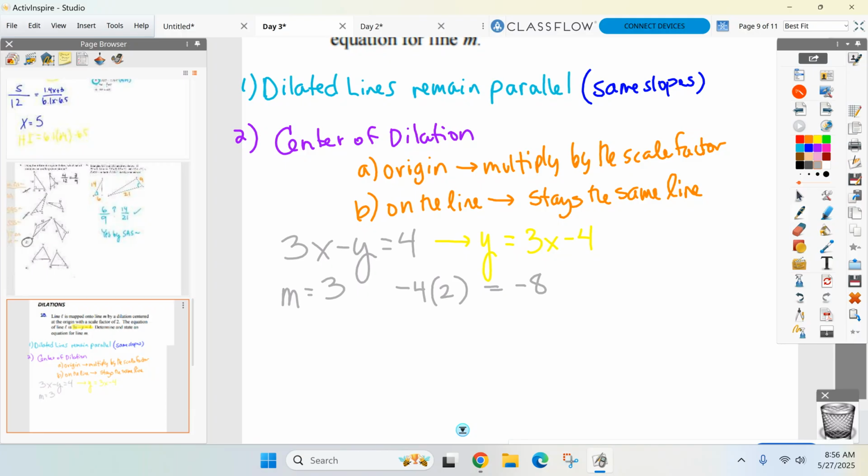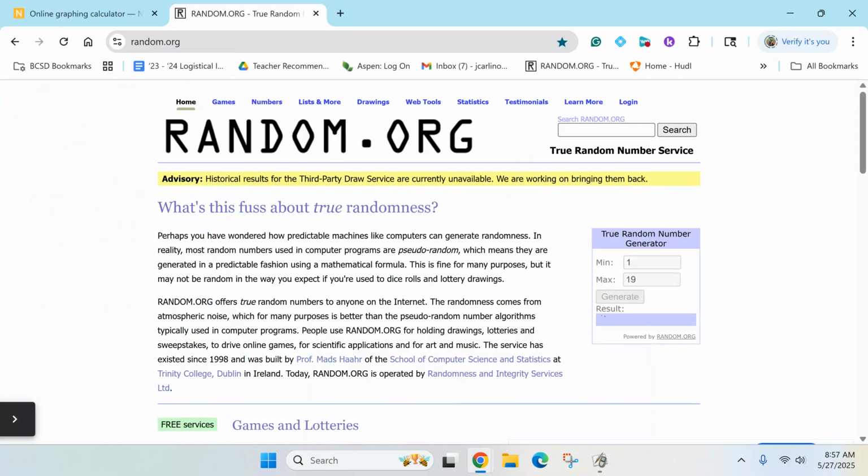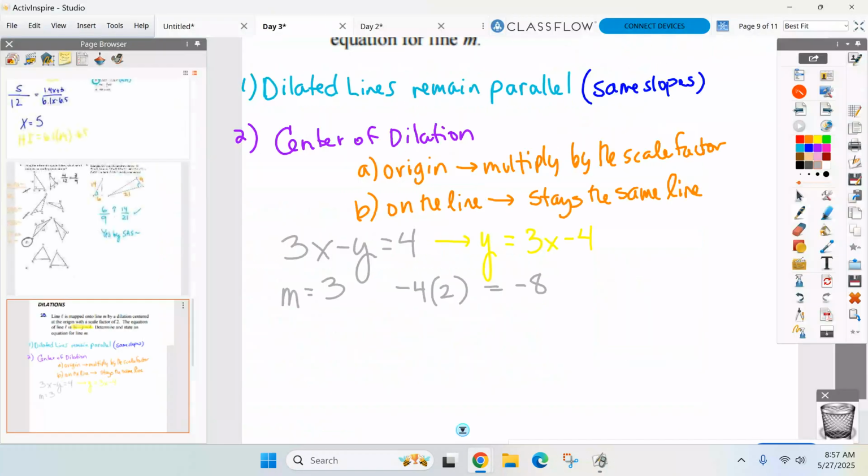Please put the two together and let's answer this question now. What's the equation of my new dilated line? Put the two together here for me, Taylor. New equation of this line. Y equals 3x minus 8. There we go. Everyone see where the 3 came from? They remain parallel. The -8, I can multiply by the scale factor because it was the origin. Good? All right, now we can fly through the rest.